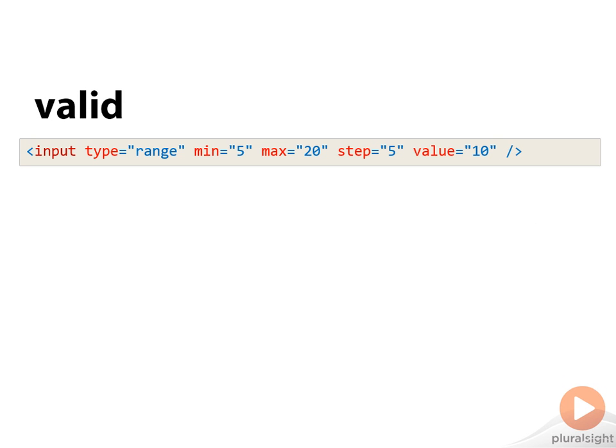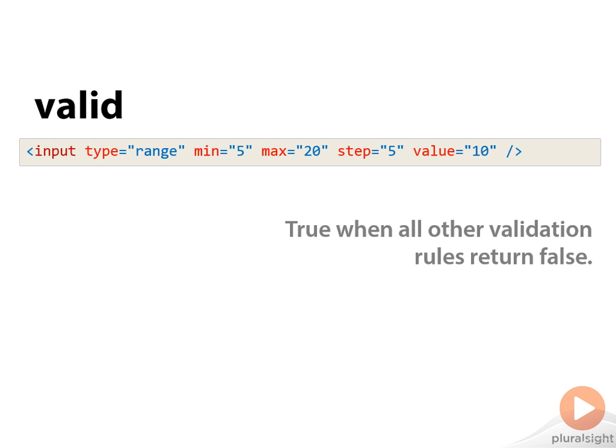And finally, valid returns true when all other validation rules return false. So as each one of the elements return that they are valid, then the form is recognized as valid. So in this case, that same range element is now in valid state. The minimum value is 5, the maximum value is 20, the step value is 5, and the actual value is 10.